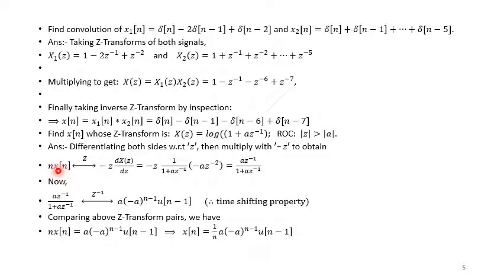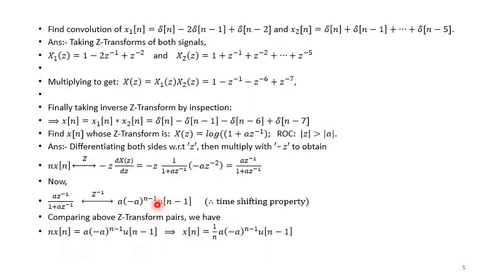So I hope you know we have done this differentiation property. So we have minus z times dX(z) over dz. If I take the derivative of this one and multiply it with minus z, I get this one, right? Now we know that a z inverse over 1 plus a z inverse, if I take the inverse of this one, it will be equal to a into minus a to the power n minus 1 u of n minus 1, which is the time shifting property.